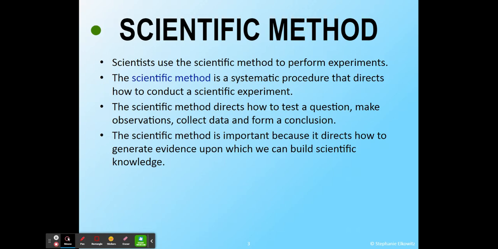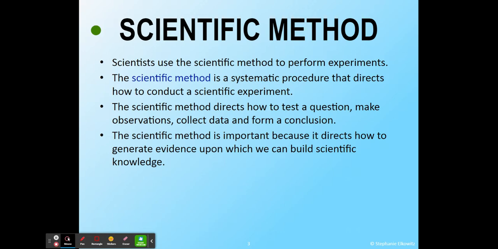You can run an experiment and not follow the scientific method. That's not going to make it a scientific experiment. So you need to follow the scientific method in order for it to be considered scientific. It's in the name, right? The scientific method directs how to test a question, make observations, collect data, and form a conclusion. It's important because it directs how to generate evidence upon which we can build scientific knowledge.